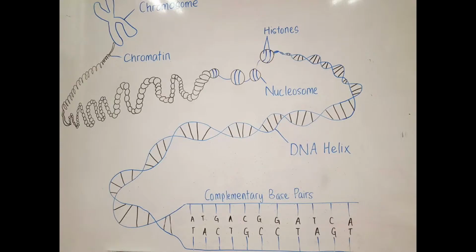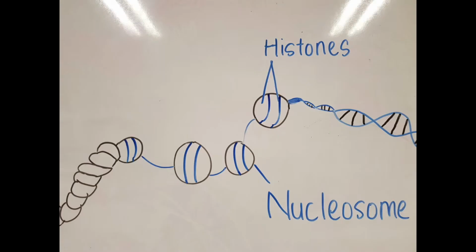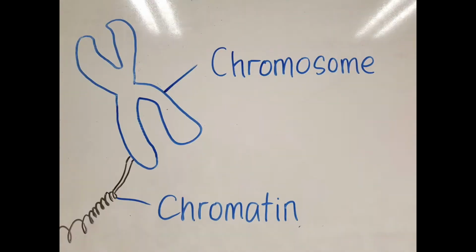The reason why DNA coils is because it loops around histones forming the nucleosome. It then forms coils of nucleosomes called chromatin. The chromatin then forms chromosomes. Humans have 23 pairs of chromosomes.